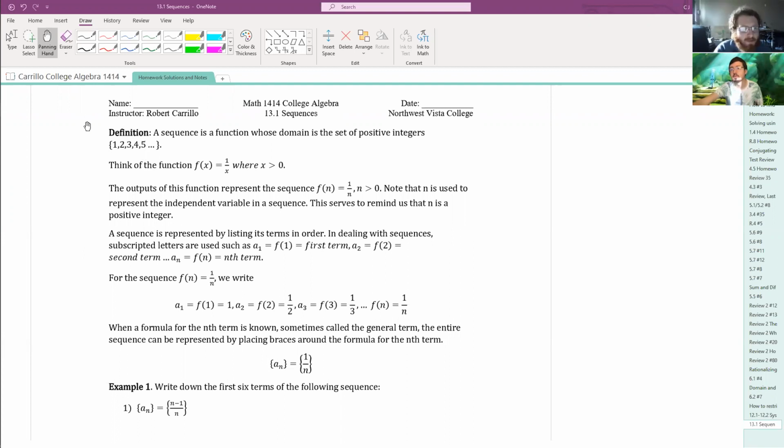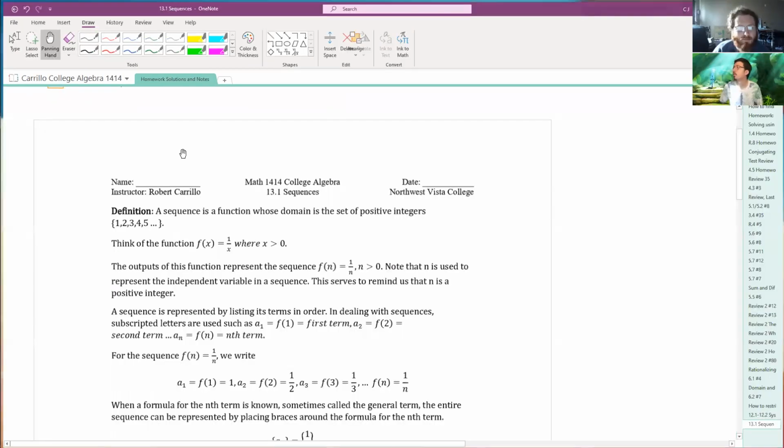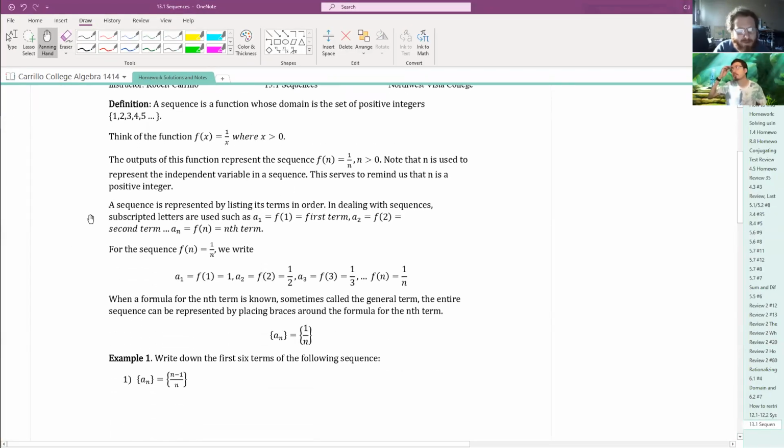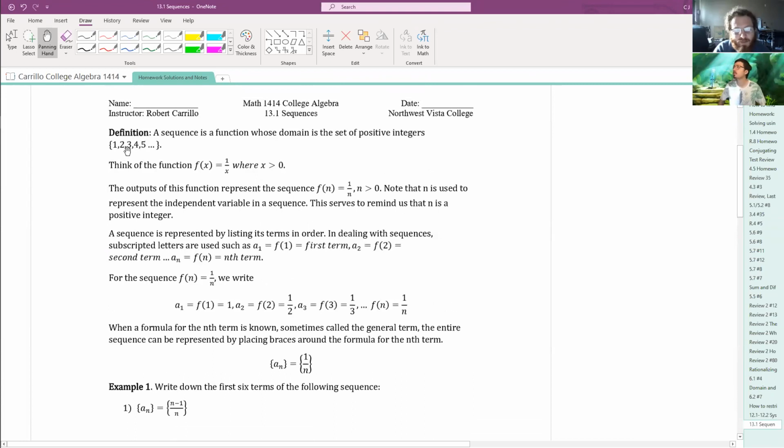So we're going to talk about sequences today. By definition, a sequence is a function whose domain is the set of positive integers. In a lot of stuff, we say positive integers to mean 1, 2, 3, 4, 5, and on. You just keep counting. These are also called the natural numbers.